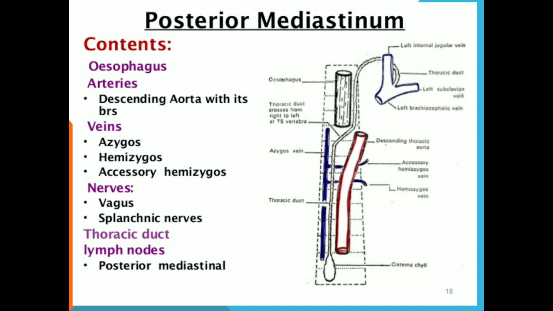Then you have to draw an imaginary line from the sternal angle to the lower border of the T4 thoracic vertebra. That will divide the mediastinum into two parts. The part above we call superior, and the part below we call inferior mediastinum. Later we have seen that the inferior mediastinum is again divided into three parts: anterior, middle and posterior. In front of the heart we call it anterior, where the heart is present it is called middle, and behind the heart we call it posterior mediastinum.